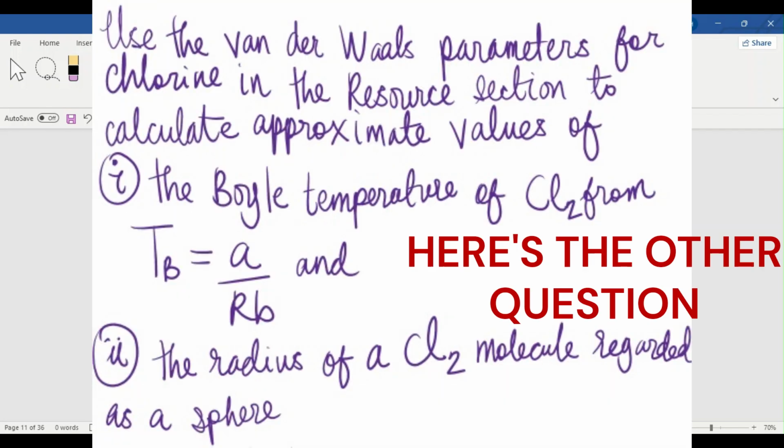For those of you who are watching this video, just know that there's another question that I have solved that is very, very similar to this, but the values are different. The molecule is different. So make sure you watch that video. It's going to be linked in the description.